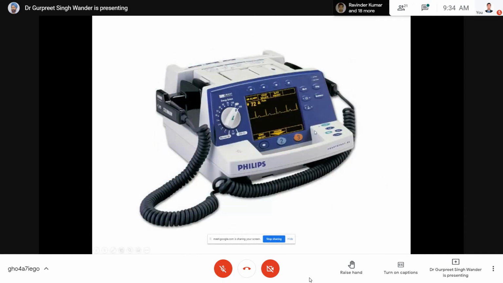This is what a defibrillator actually is. We in our hospital have the Philips ones, but as I said, there are Zoll defibrillators. There are many companies which produce defibrillators. This is how a defibrillator looks in a hospital. These are the pads which we place on the chest wall, and you must have seen in the movies also, they give a shock.